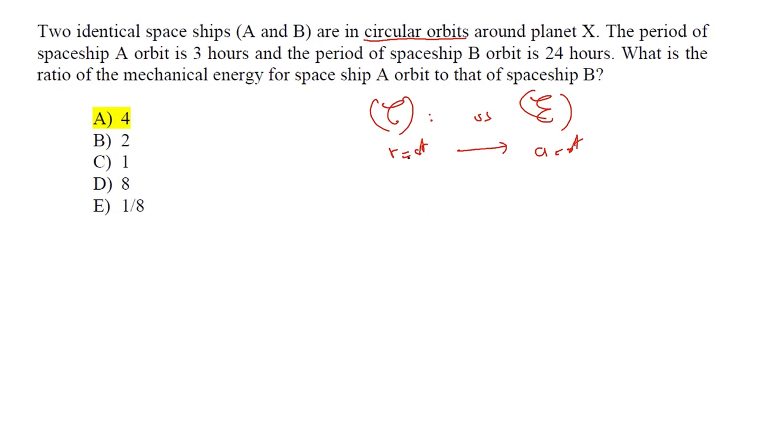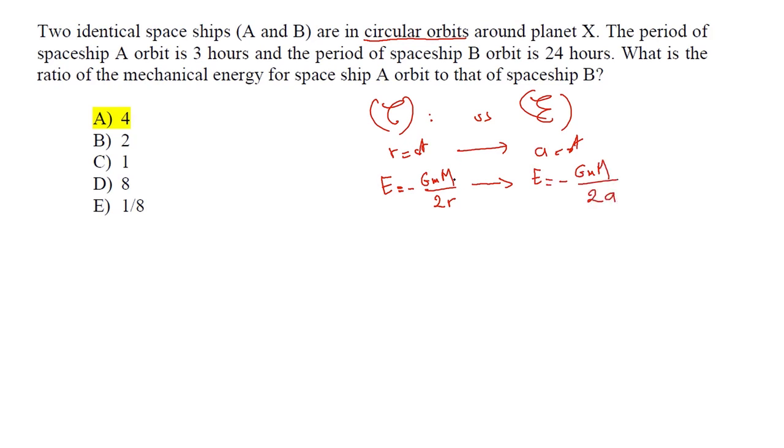So what is the mechanical energy if I have a circular orbit? Anyone? It's in your formula. Negative GMm over 2r. Excellent. And what about the mechanical energy if I have an ellipse? I just replace r with a, exactly. Excellent. So negative GMm divided by 2a.